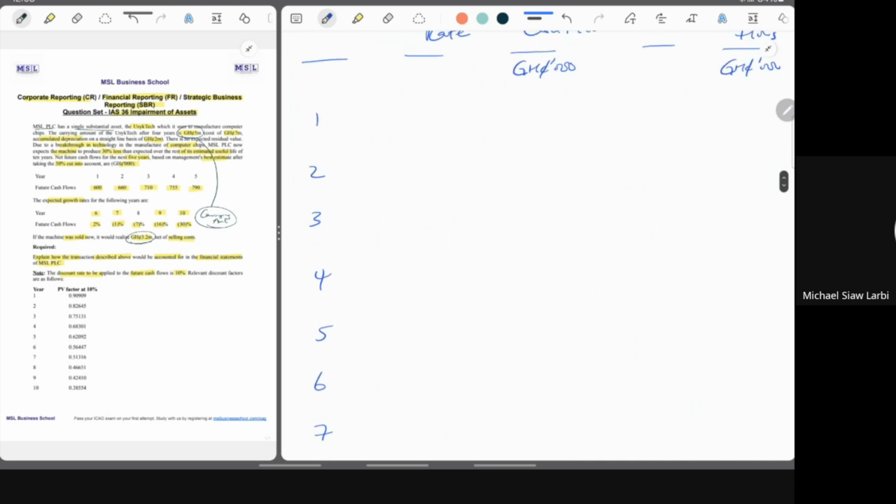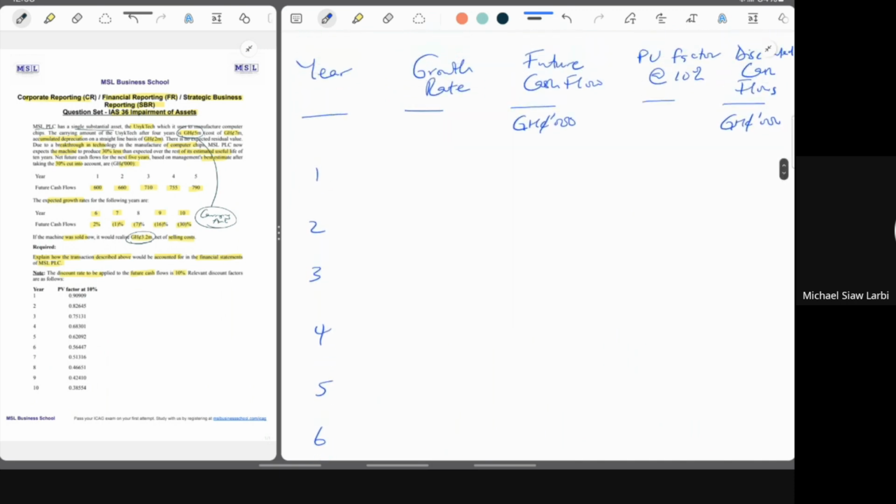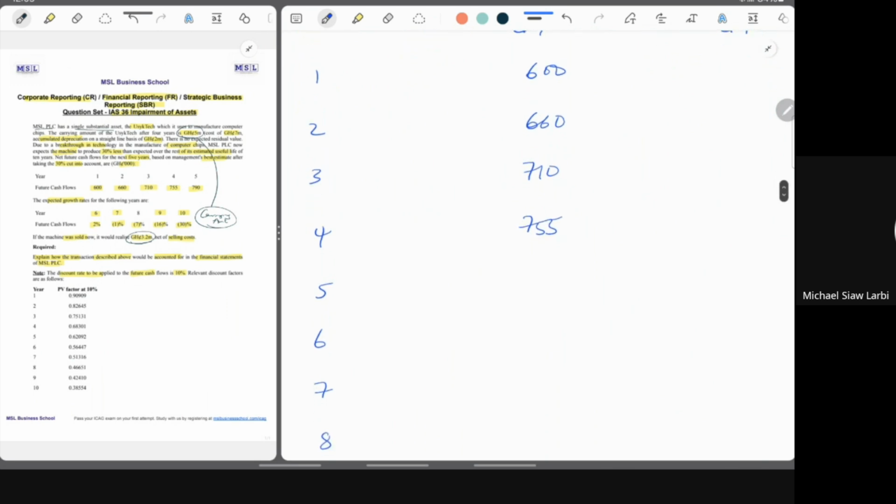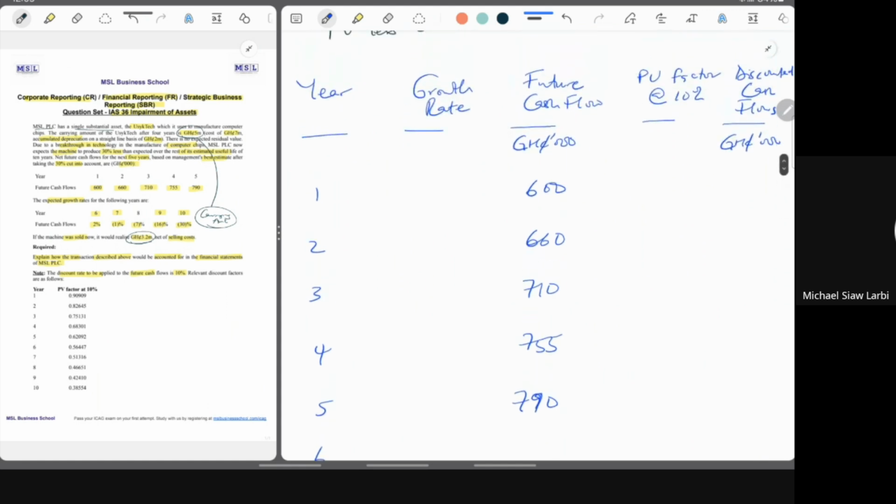So based on the question we have, let's list our cash flows. Year 1, from what I see on the left-hand side of the screen, is 600 in terms of the future cash flow. Year 2, I have 660, all in thousands. Year 3, 710. Year 4, 755. Year 5, I have 790. Year 6, I'm not given the rate, so this will have to bring the growth rate.